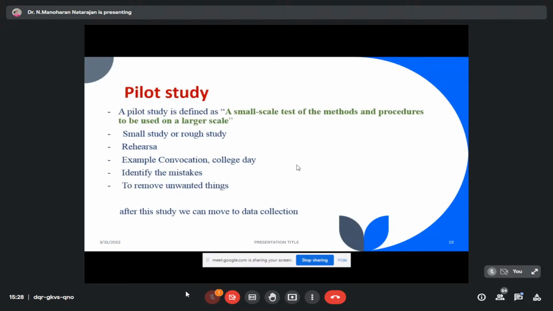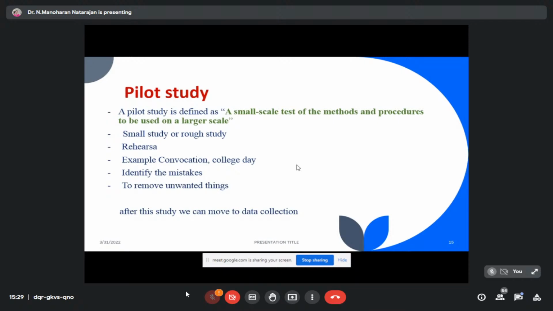Next one is the pilot study. A pilot study is defined as a small-scale test of methods and procedures to be used on a larger scale.